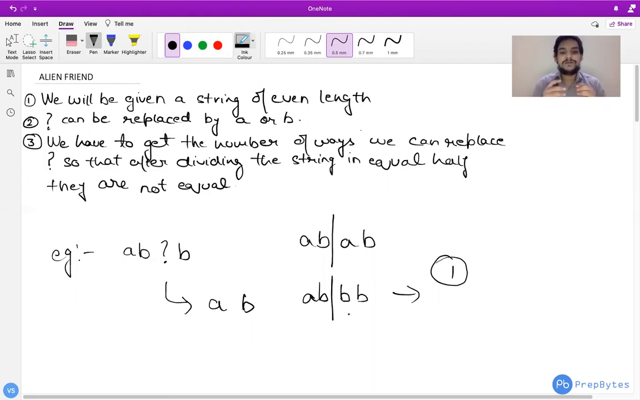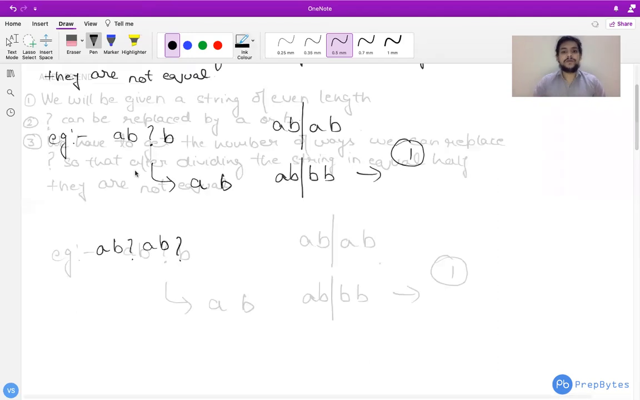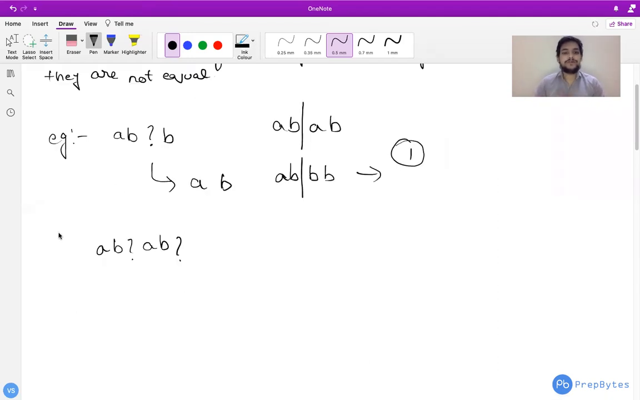So this was the explanation of the question, what it was asking. Now we will look at the approach for this question, and how we can build logic for it. Let's try to build the approach using this example, and we will see one or two more examples and try to build some pattern.